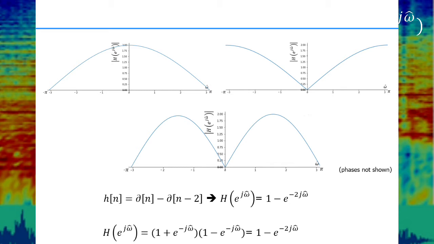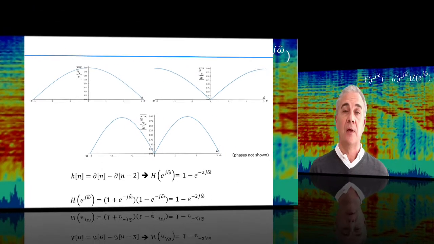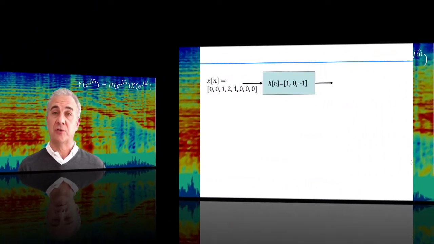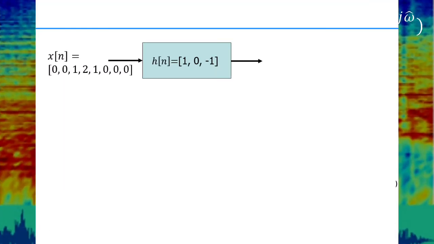The resulting filter that you're looking at is called a bandpass filter, because now both low and high frequencies are attenuated relative to mid-frequencies. As an example, let us carry out the convolution of the impulse response 1, 0, minus 1 with the simple input signal x of n shown here. We have two alternative choices. First, let us do the good old time domain convolution, with this as a result.